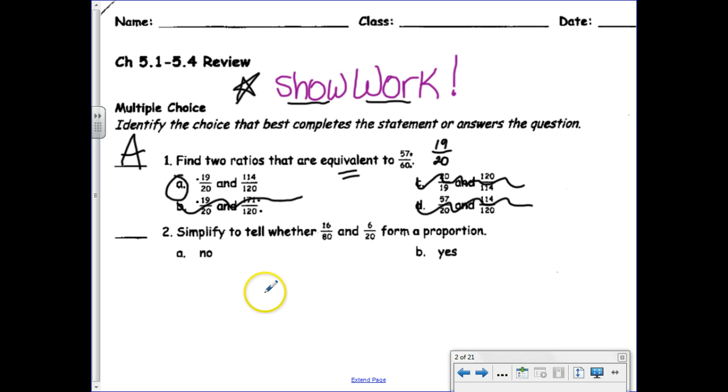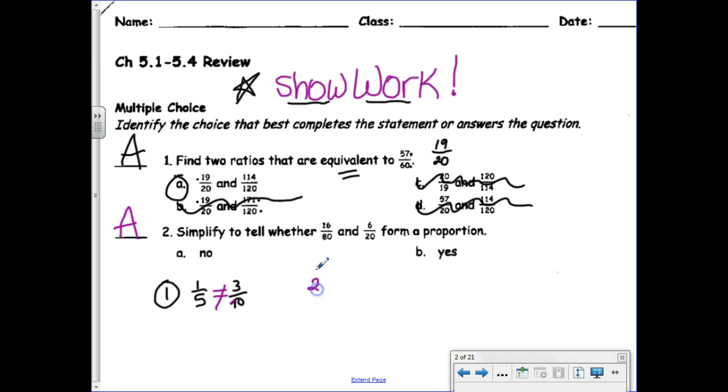Number 2, tell whether these two fractions form a proportion. There are a lot of ways you can do this. One way is fraction way. Get them both in simplest form. 16/80ths is the same as 1/5. 6/20ths is the same as 3/10. These are not equal to each other. That's one way to say no.